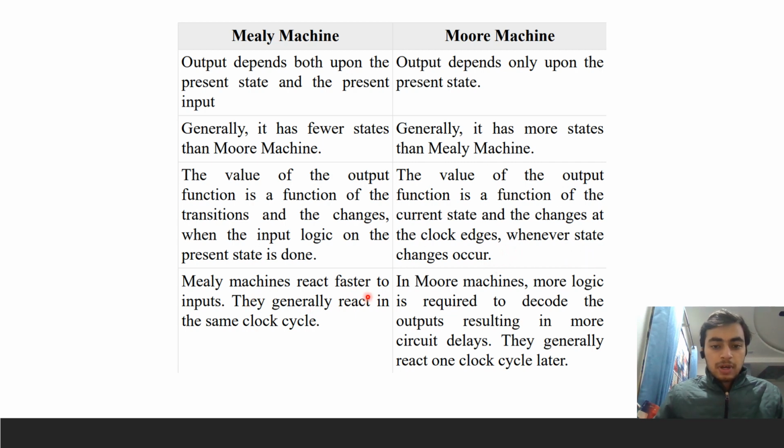Mealy machines react faster to inputs. They generally react in the same clock cycle. In Moore machines, more logic is required to decode the outputs, resulting in more circuit delays. They generally react one clock cycle later.